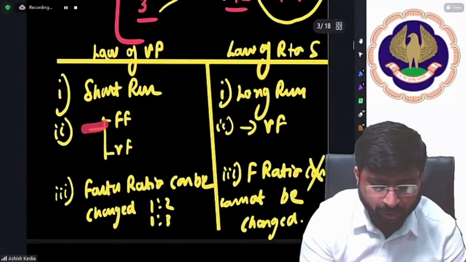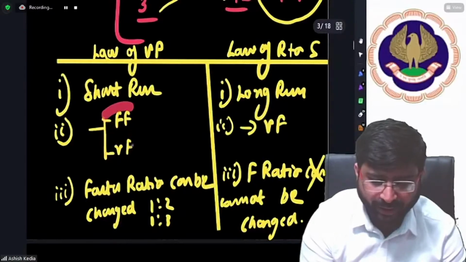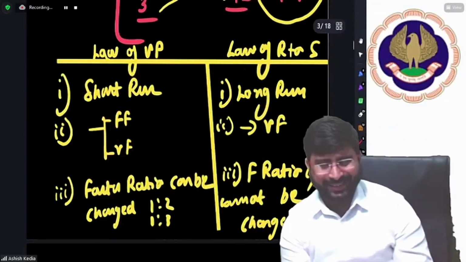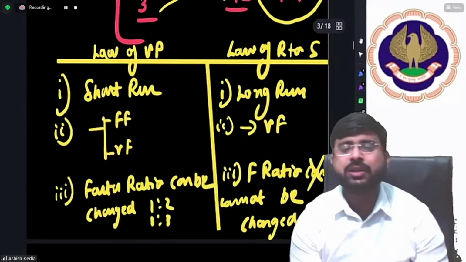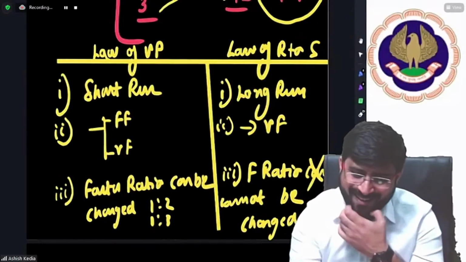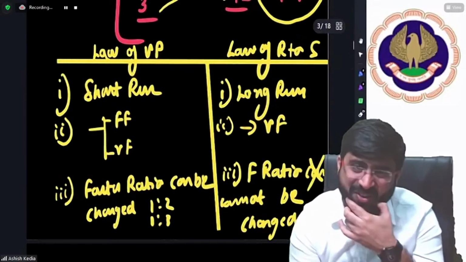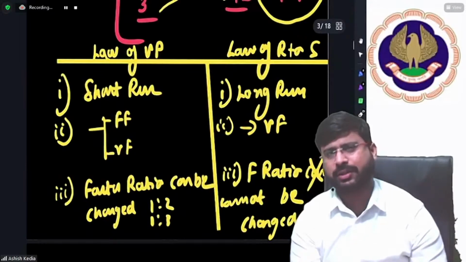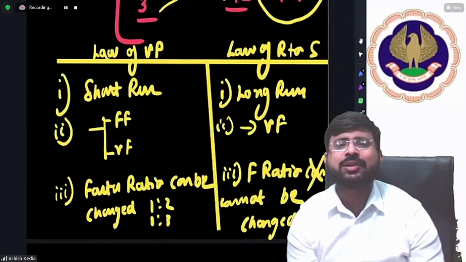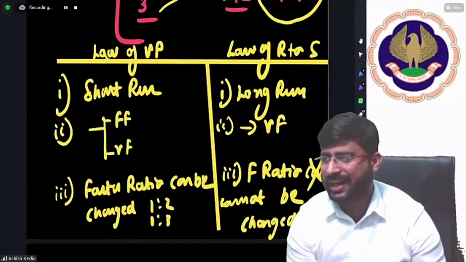In the law of variable proportion, there are two scenarios: fixed factors and variable factors. But in the law of returns to scale, there is only variable factor. There is nothing called fixed factor. Why? Because in the long run, all the factors can be increased or declined.